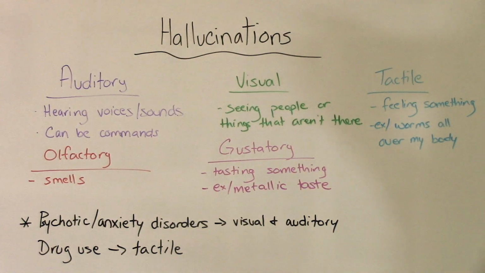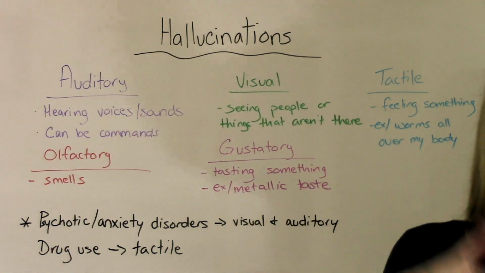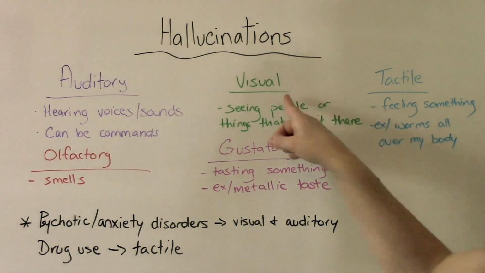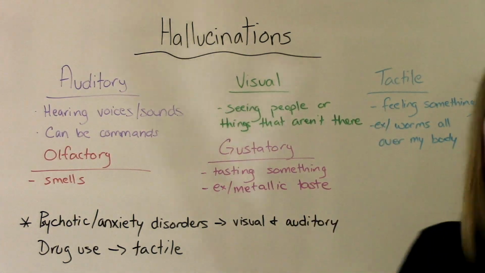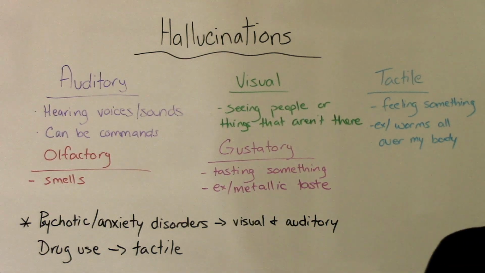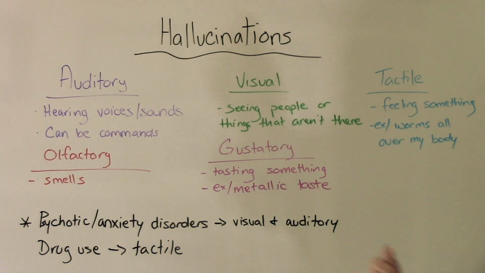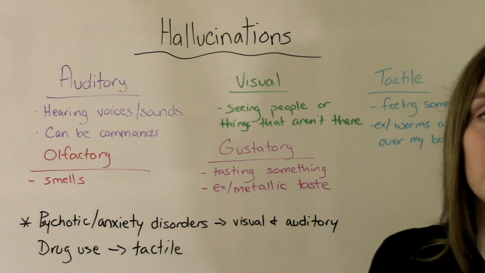Tactile is feeling something. So an example of a tactile hallucination would be feeling bugs crawling all over your body. And sometimes they can be combined. So maybe you can see these bugs and you can feel the bugs. So you're having both types of hallucinations. And then gustatory is tasting something. So you have a taste for something like metal, like there's metal in my mouth, or something dangerous.